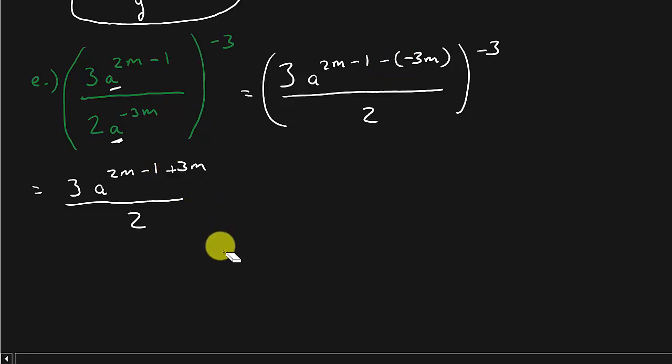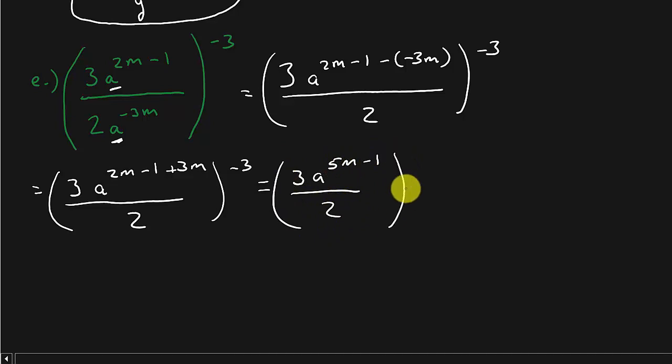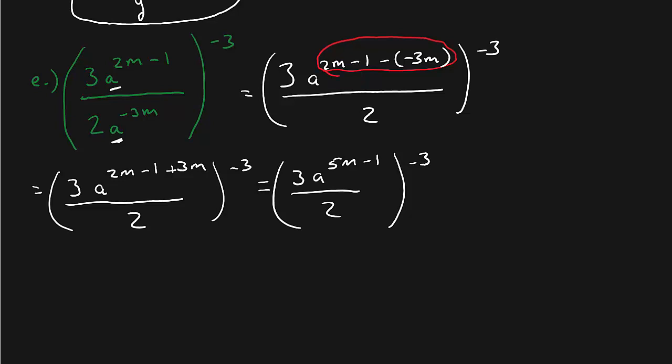Oops, I'm sorry. I left off that negative 3 power, didn't I? So now that's just going to be 3a to the (5m minus 1) over 2, all raised to the negative 3. All I did is use those rules here, subtract exponents, and from this step to this step to this step, I pretty much just simplified and combined like terms.